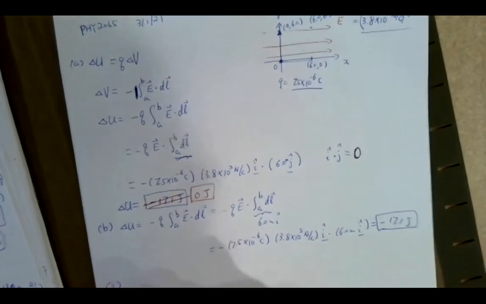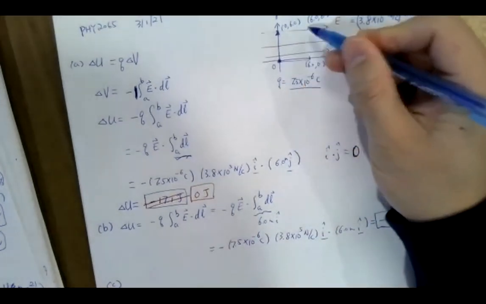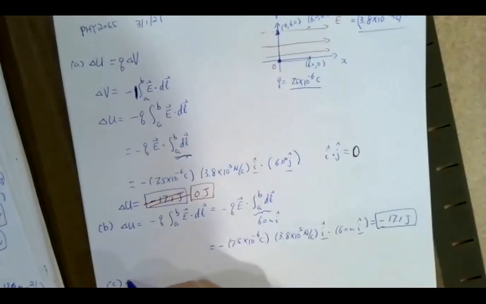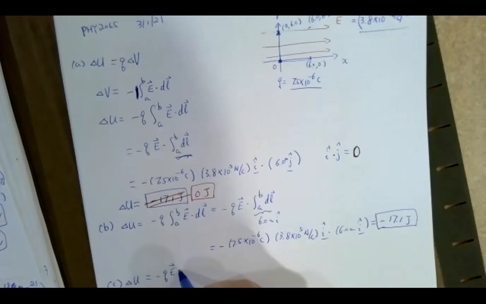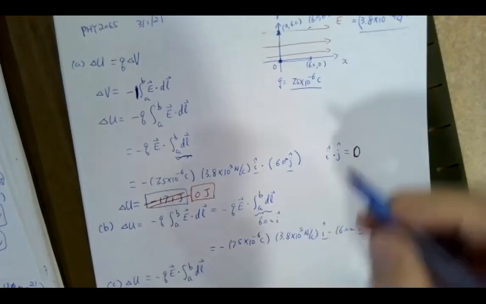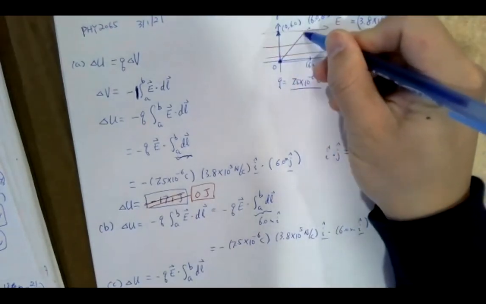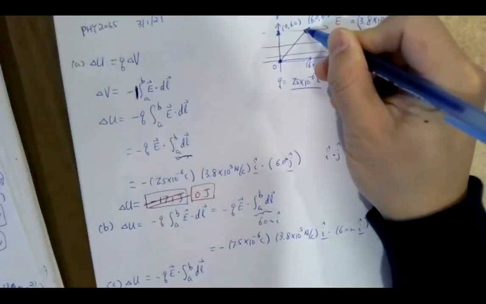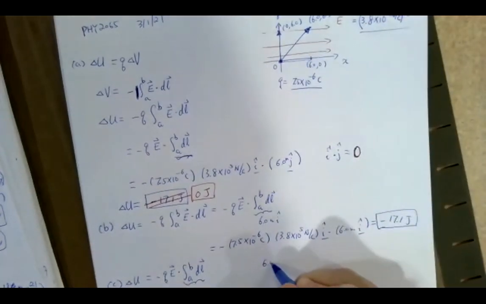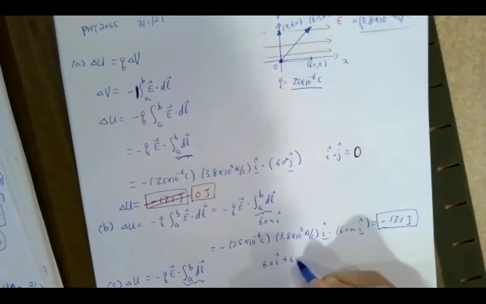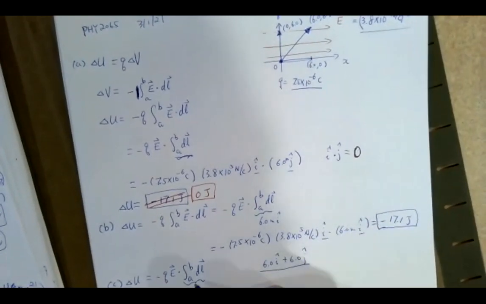Part C is asking you if you go from (0, 0) to (6, 6). So again, it is minus QE, E is constant, dot the integral from A to B of dL. This time you go from here to there, so your displacement is 6.0 i plus 6.0 j. That would be your displacement if you go from A to B. It would be that guy.